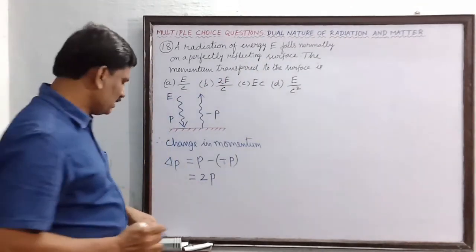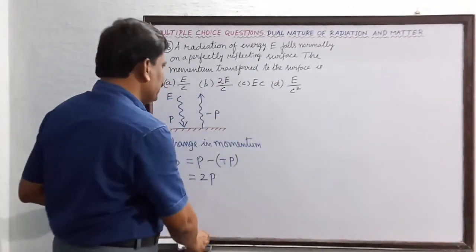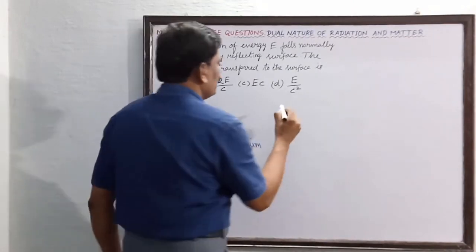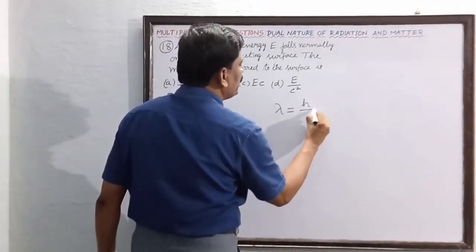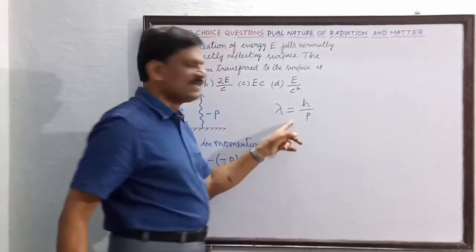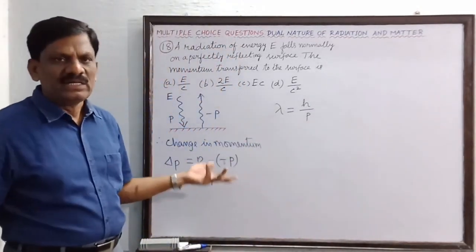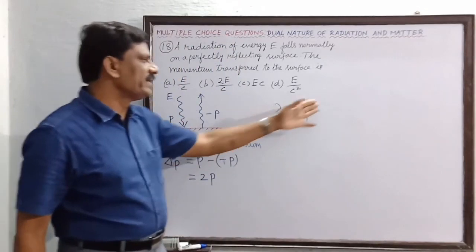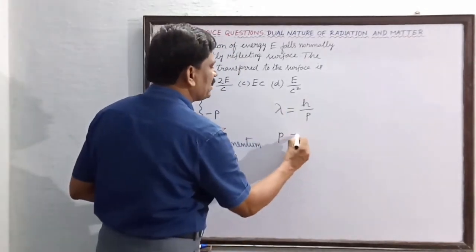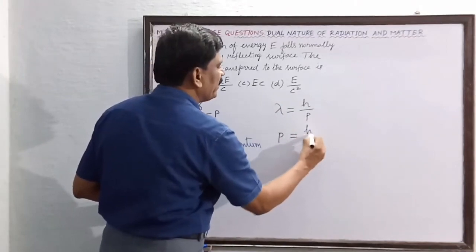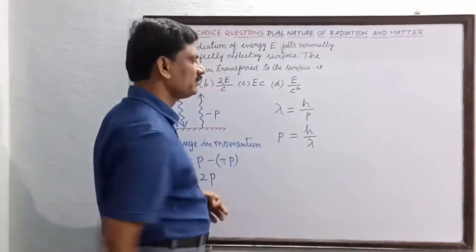Okay, students? So, now we are going to take the general equation. The de Broglie wavelength lambda is equal to h divided by P. This is the usual equation we have been deriving. So lambda is equal to h by p, or the same equation can be written as P is equal to h divided by lambda.